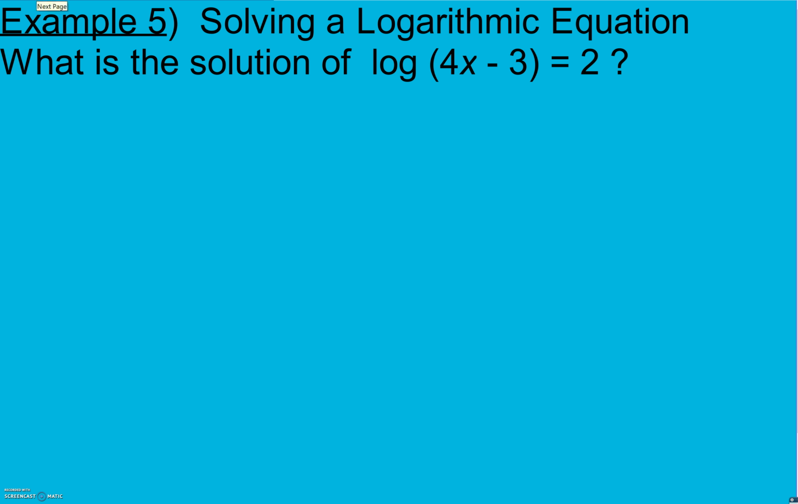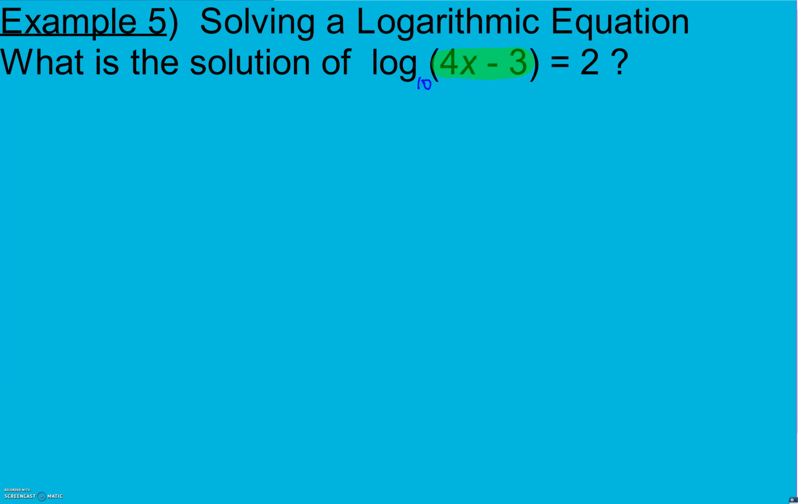Example 5 is solving a logarithmic equation. What's the solution of log of 4x minus 3 equals 2? So when we had exponentials with a variable in the exponent, we had to use logarithms. Now, when we have a variable inside our logarithm, we have to use exponential form. We take our base.